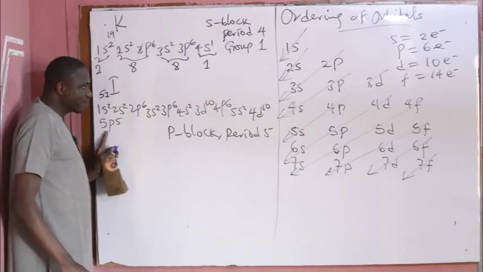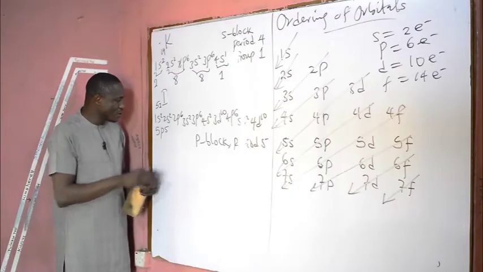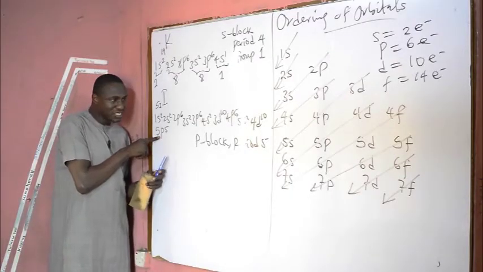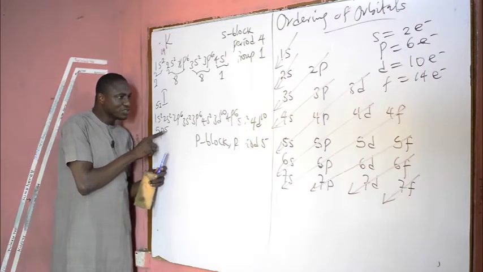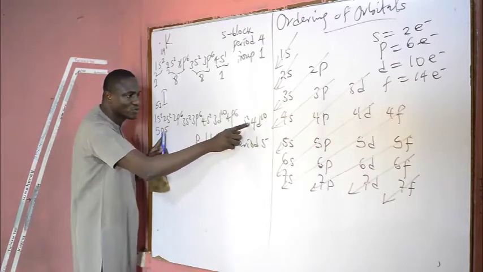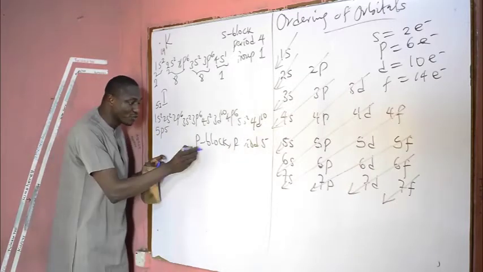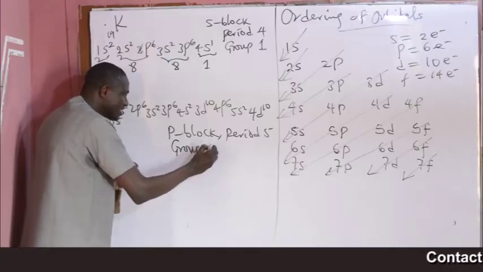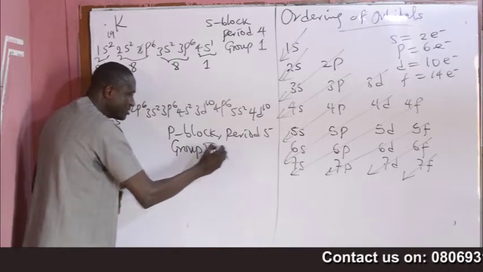Okay? After period 5, what is the group number? Because it is a p block element, you now add the total number of electrons in the highest coefficient together, which is 5 plus 2. But we are supposed to have group 7. That is when you use the American classification.